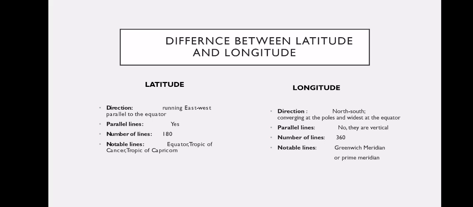The main degrees or the notable lines of latitude are the following: the equator, the Tropic of Cancer, and the Tropic of Capricorn.